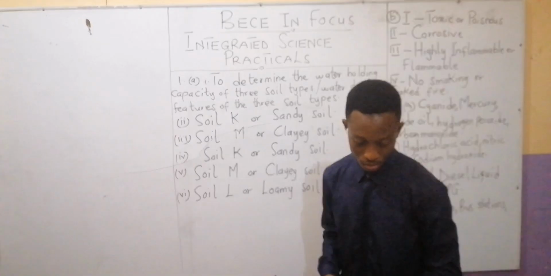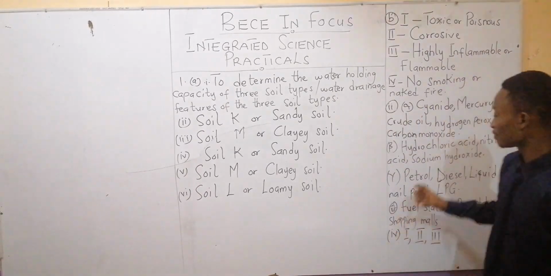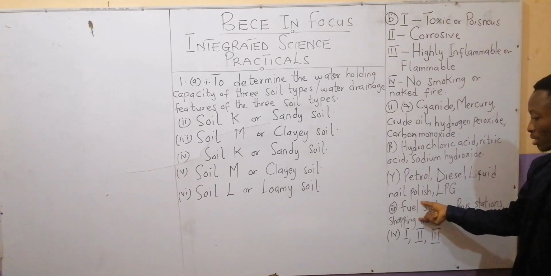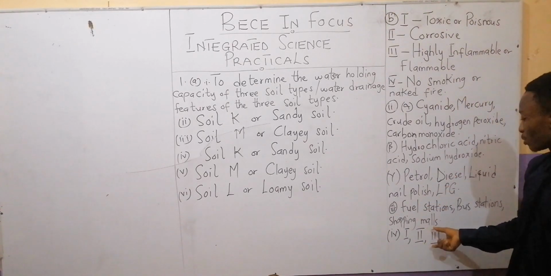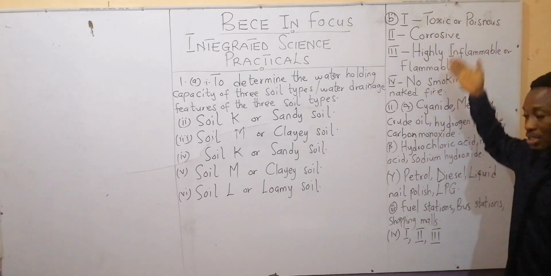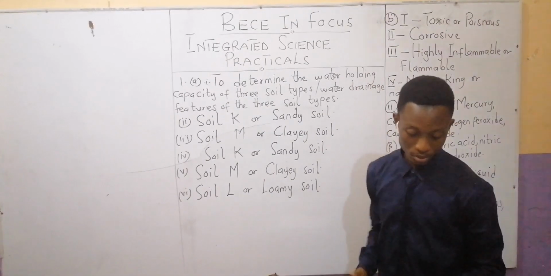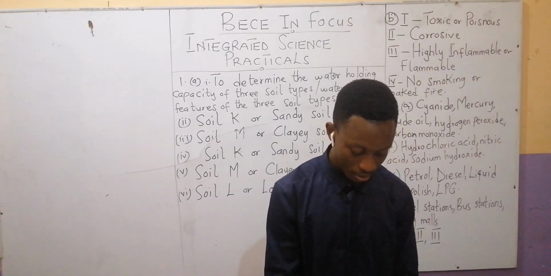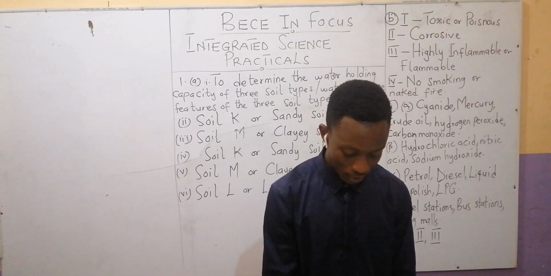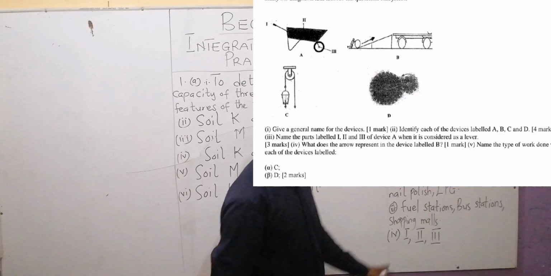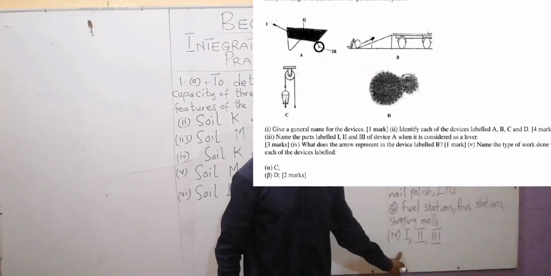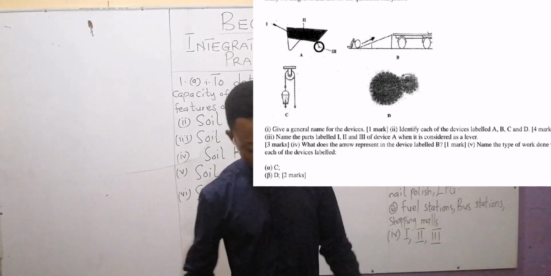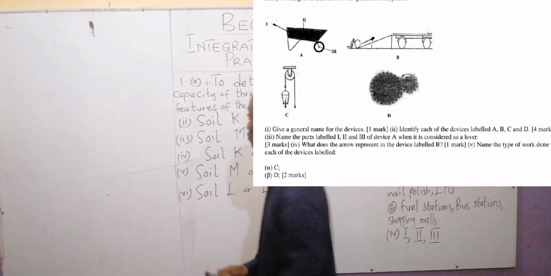But the third question was talking about places where we can identify the symbol called no smoking. That was places. But this one is talking about containers where we can identify any of these symbols. Now the last question under B says, which of the symbols is found on chemical containers? Good. Now let's go to C.